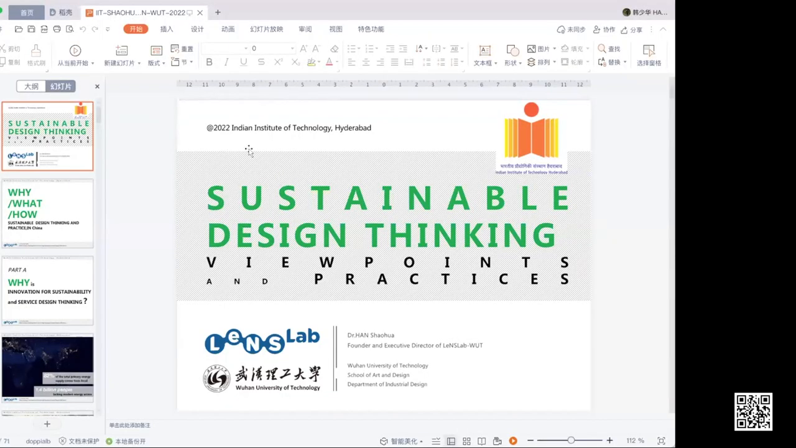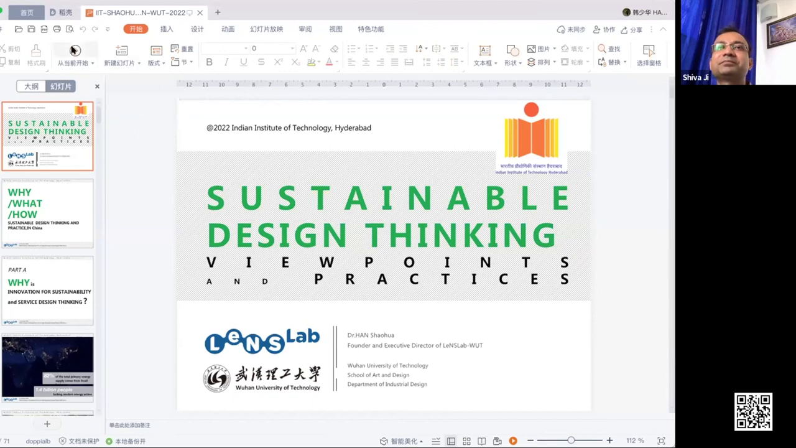Okay. Are you able to see the share button? Okay, I got it. Is that okay? Yeah, it's visible. Hello? Yeah, it's visible in full screen.